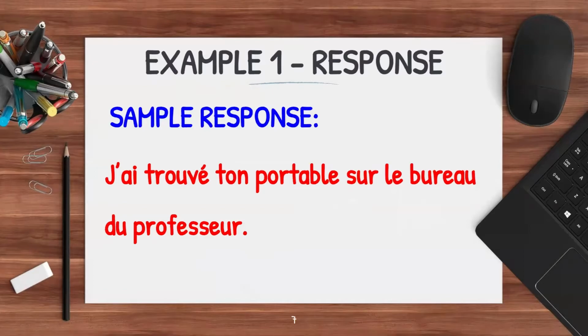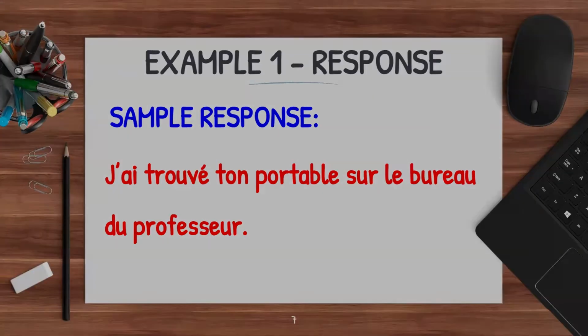Now let's look at an example of a response that we can give for the situation. J'ai trouvé ton portable sur le bureau du professeur. I found your cell phone on the teacher's desk. So this is one possible response that you can give for the situation. Let's look at another example of a situation.